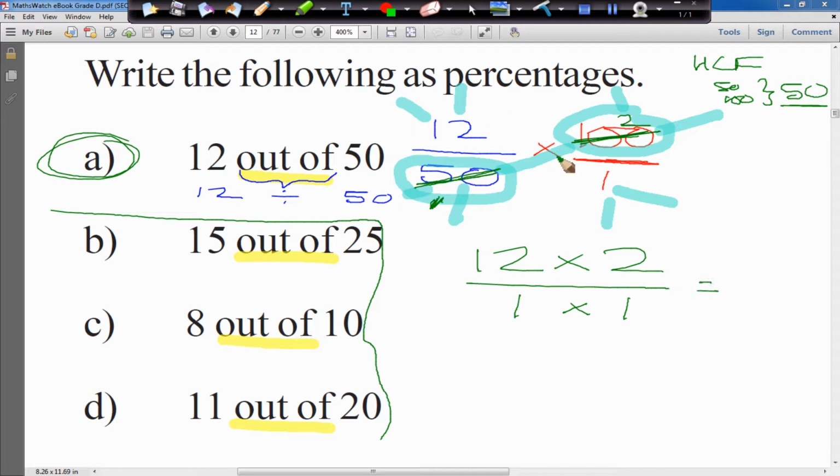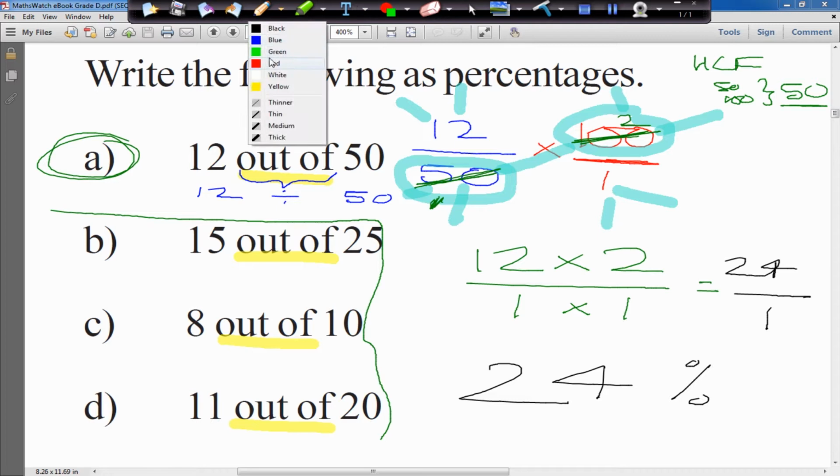So what are we left with now? 12 times 2 on top. Now we do multiply across. We can multiply horizontally, but we can't cancel horizontally. Cancelling is simplifying. 12 times 2 will give us, what's 12 times 2? So that'll give us 24. Okay, a really hard question next. What's 1 times 1? It's 1. Okay, so we've got 24 divided by 1, which will give us a final answer of 24%. Okay, and that's the end of that question.